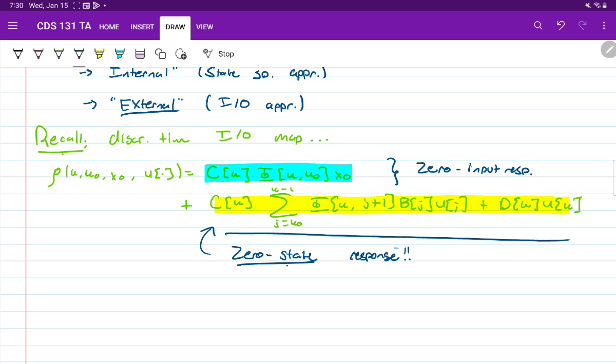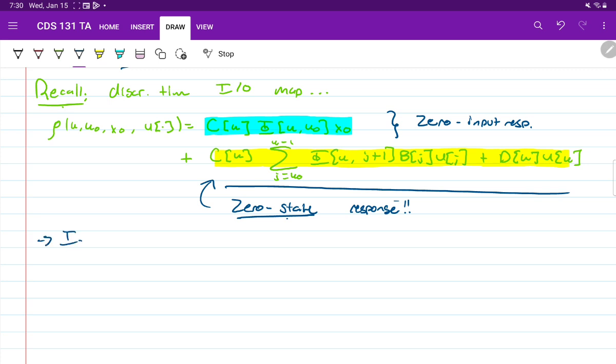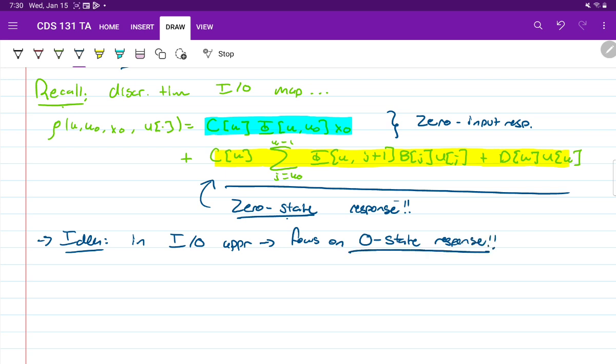Okay? So, if we're interested in characterizing the I/O behavior of the system, then maybe we don't need to focus on the zero input response, right? If all we're interested in is understanding how the input affects the output of the system, then we could just focus on this term involving the inputs. So the idea is, in the I/O approach, we'll focus on the zero state response, because that's the term that involves all these different input values.